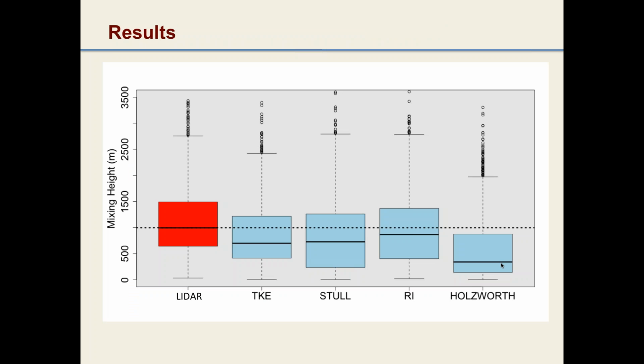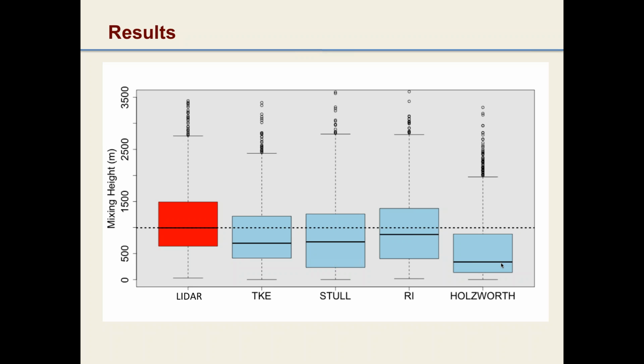So this next slide is a comparison of all the methods against what the LiDAR would predict. And this is combining the 2 years of data. I can't remember the exact number of points in here, but it's over 2,000 points where I computed mixing height. And you can see the range of the methods compared to LiDAR. So TKE and Richardson number are probably pretty close. Stull also right there. And then you can see Holzworth is slightly lower than all the methods.